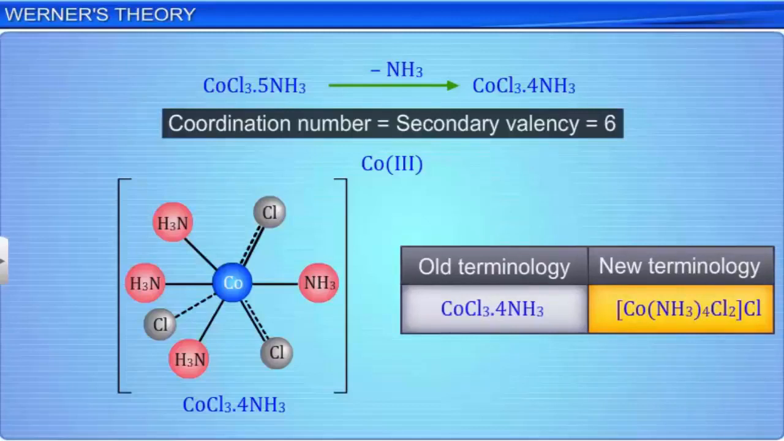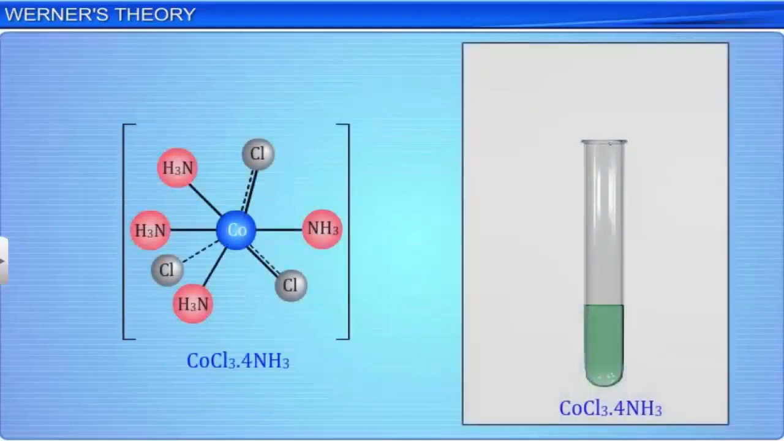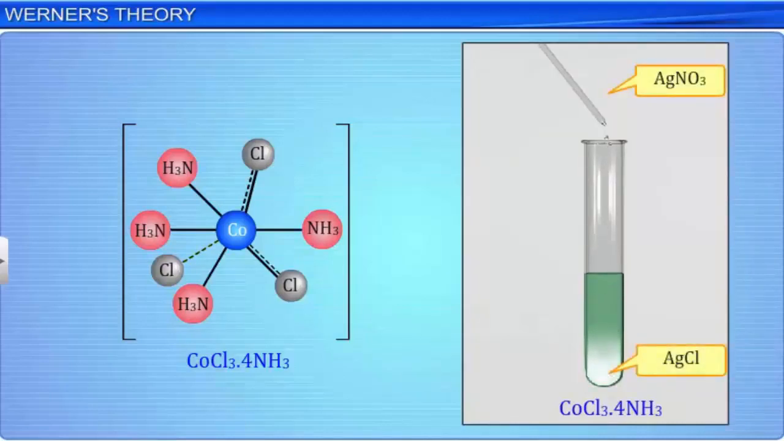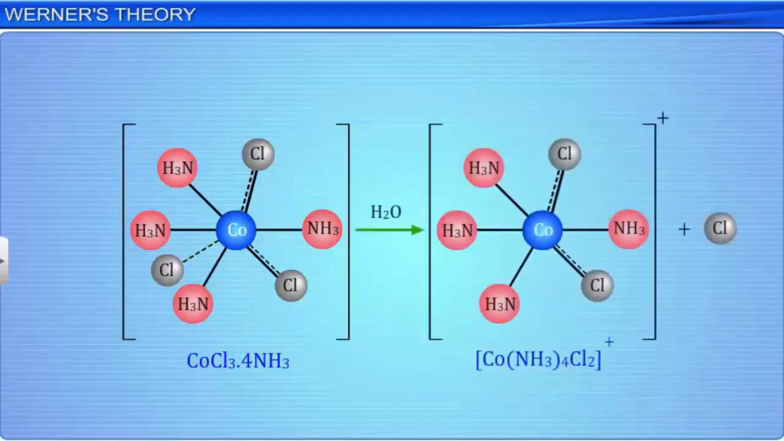This complex, on ionization, gives 2 ions. One of [Co(NH3)4Cl2]+ and the other of chloride ion. The structure of the complex is shown here.